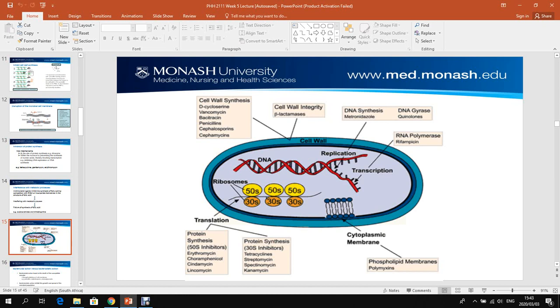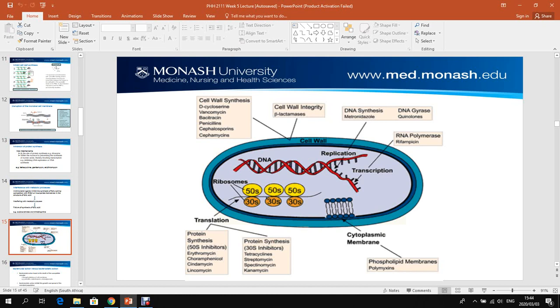For example, DNA synthesis, that block DNA gyrase, RNA polymerase, and the drugs also that target the cytoplasmic membrane, or translation of proteins, or synthesis of proteins. So basically what you need to do with such a diagram is just understand the sites where this inhibition occurs and how it occurs.